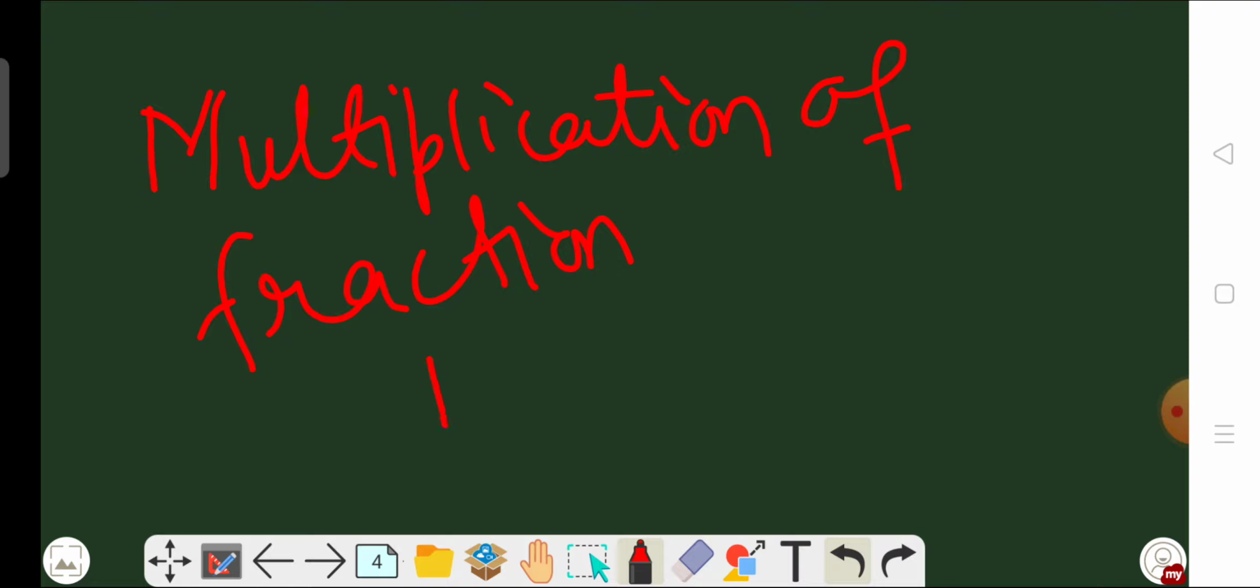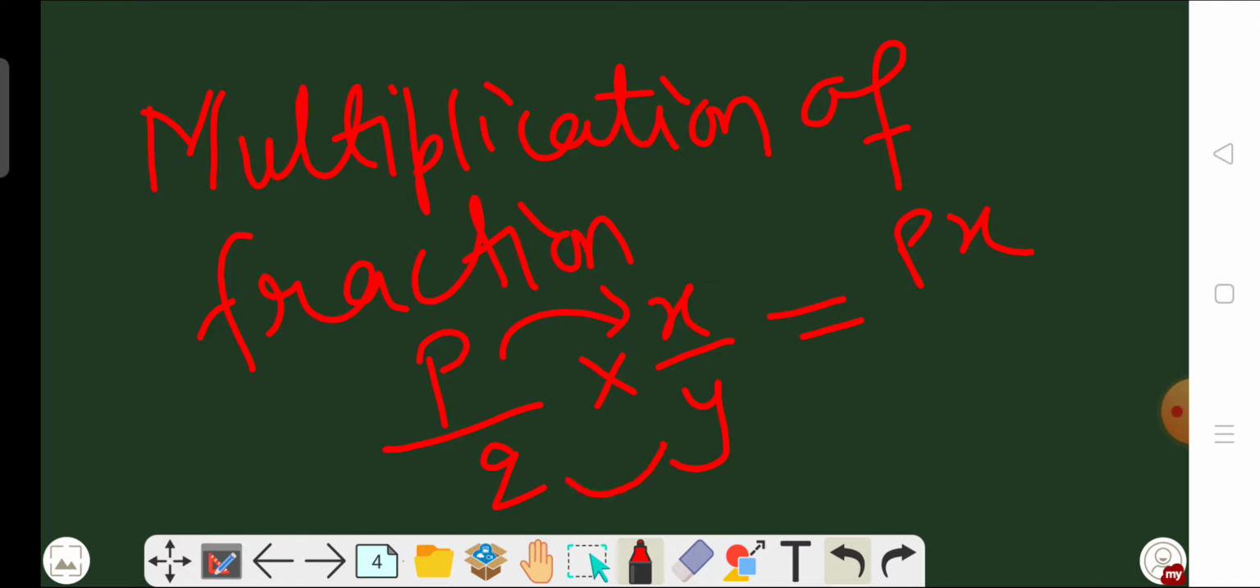If we have two fractions p by q and x by y, and we have to multiply them, then multiplication of the fractions will be done from numerator to numerator and denominator to denominator. In case of multiplication of fractions, we have to multiply numerator of first to the numerator of second and denominator of first to the denominator of second.